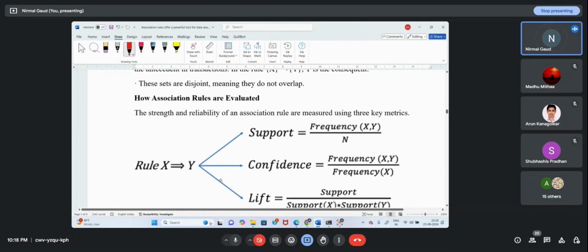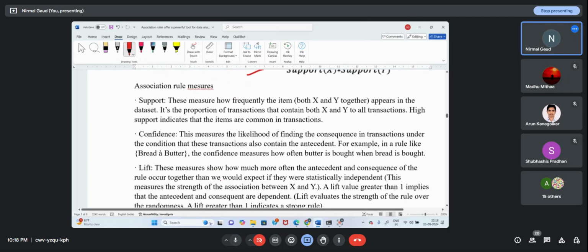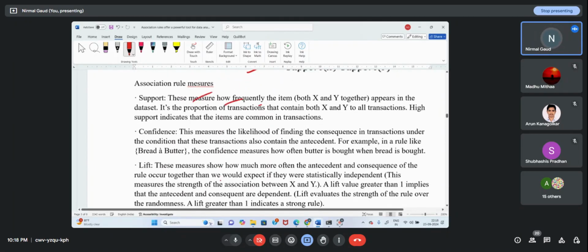Okay, and how to evaluate the association? For evaluation, you have to find support, confidence, and lift. These are the three ways you can evaluate the association rule: support, confidence, and the lift. Okay, so what is support? See, support is a measure of how frequently the items, that is both x and y, appear in the data set. Okay, how frequently they are appearing.